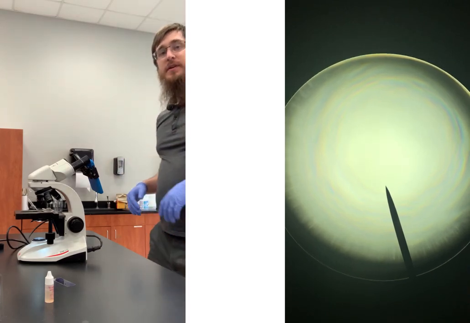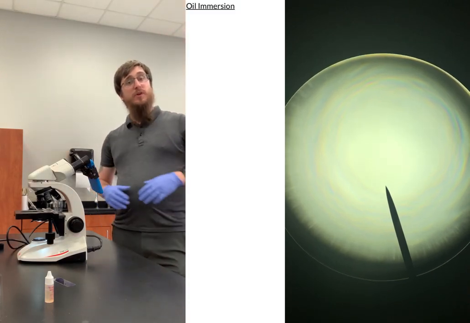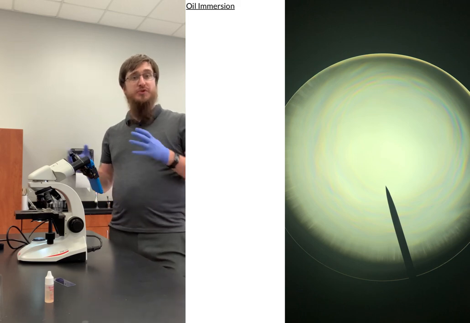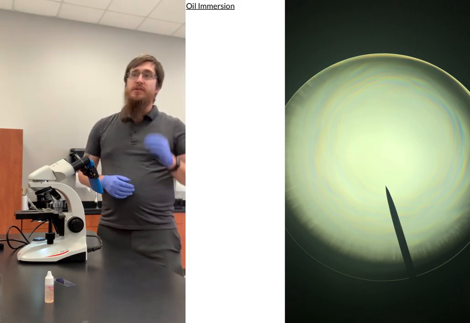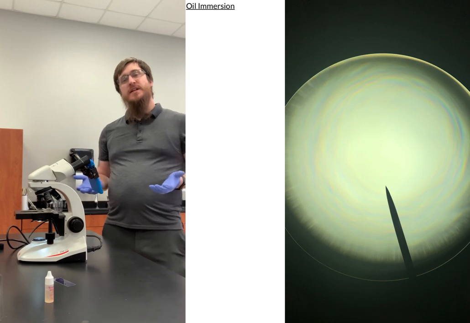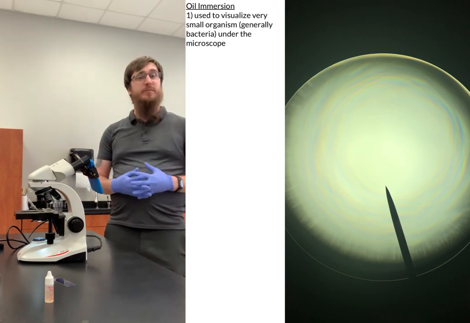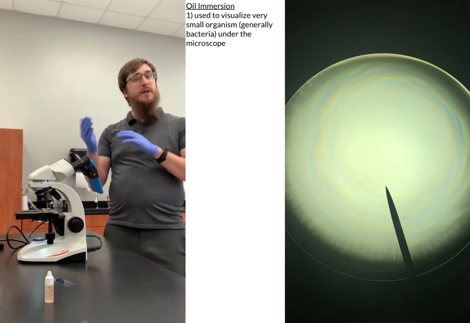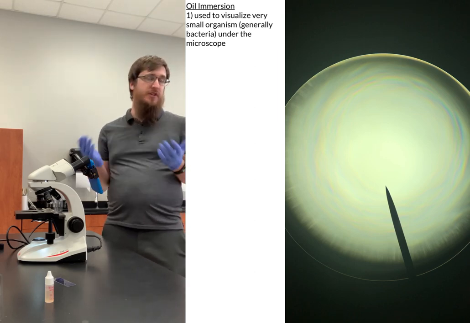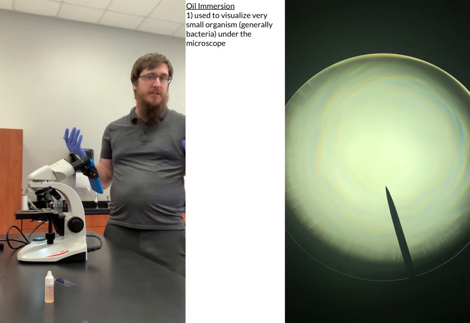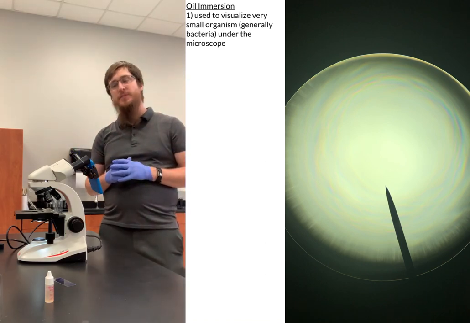Hey everybody! Today we're going to be talking about oil immersion and how to actually do oil immersion on the microscope. So the oil immersion technique is generally what we utilize whenever we want to look at very small things under the microscope and we want to go all the way into that 100x lens. So this is generally for our class just going to be bacteria that we're going to be doing that with.